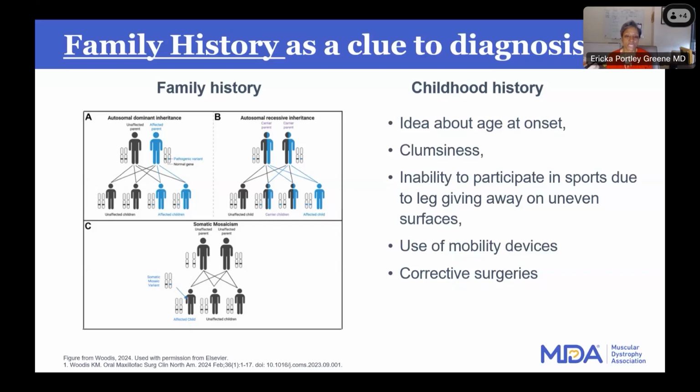So this could be the patient who has no family history. And this could be the sole person in their family, and it would seem to be sporadic, but it could be autosomal recessive because there are carriers in the family.